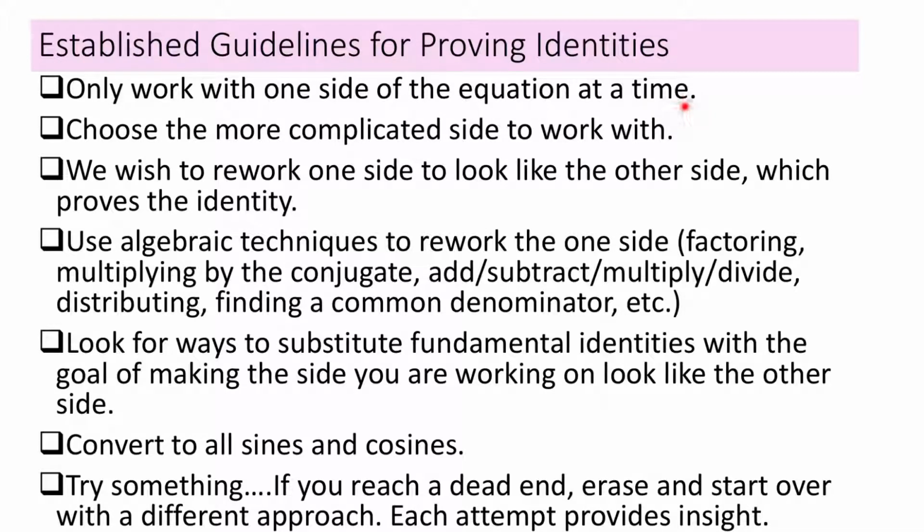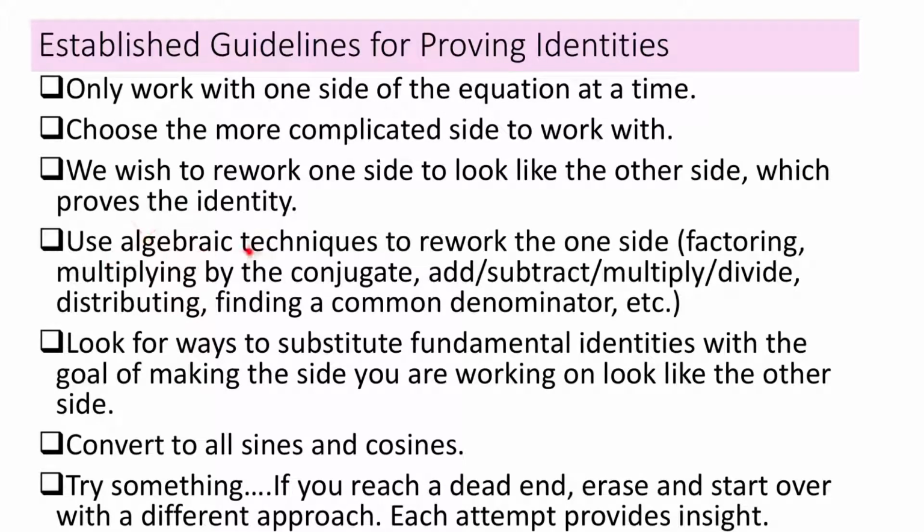And it doesn't necessarily mean you always have to start with the left-hand side. You could start with the right-hand side. But we don't touch the other side. Our goal in doing this proof is to transform one side to look like the other. And then we can conclude that you have an identity if you're able to accomplish this. So we choose the more complicated side to work with. And we wish to rework that more complicated side to turn it into looking like the other side, and then we say we've proved our identity.